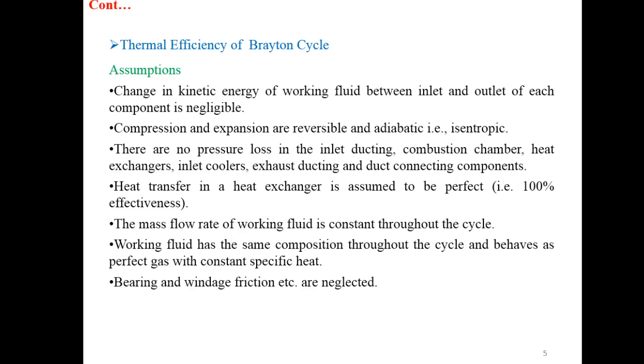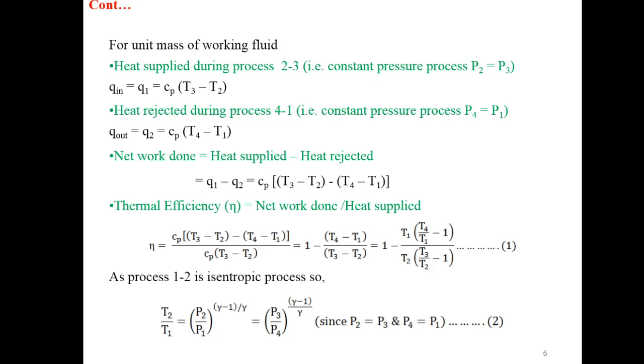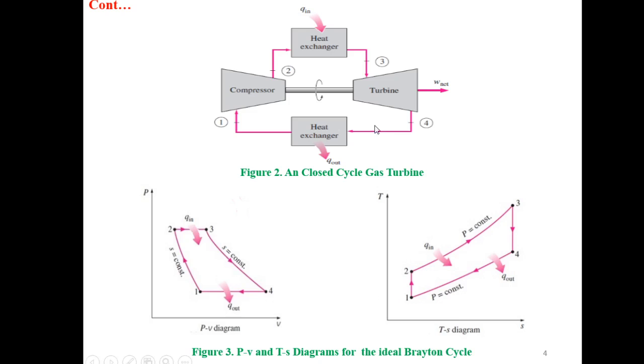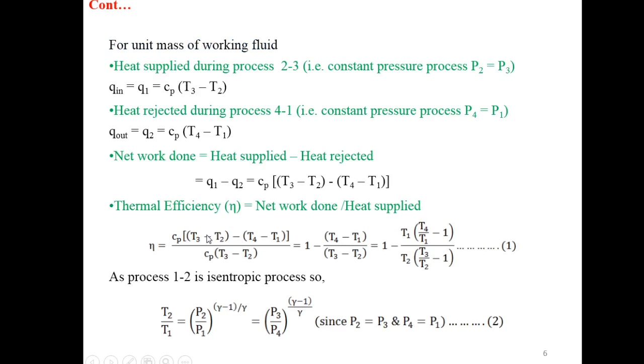Bearing and windage, friction, etc. are neglected. We are assuming unit mass of working fluid. So consider the heat supplied during the process 2-3, that is a constant pressure process. This process 2-3 occurs in the heat exchanger. Heat is supplied at constant pressure because here we are taking the horizontal line, which means P2 equal to P3.